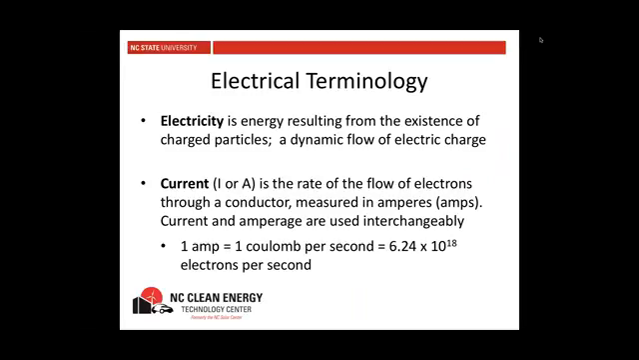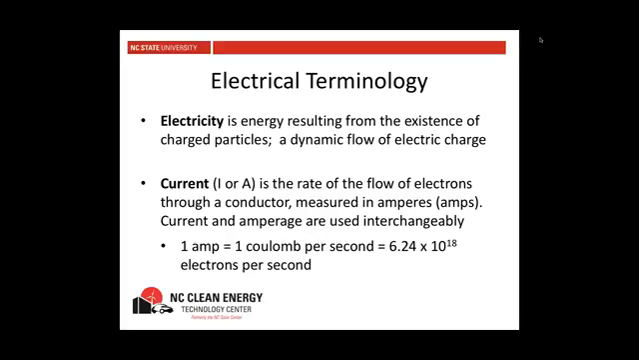Current is the rate of the flow of electrons through a conductor, measured in amps. So I'm going to use current and amperage interchangeably throughout the class. When you see a spec sheet, we'll look at module spec sheets, we'll look at inverter spec sheets, you'll either see an I or an A depending on the specific context. It might say short circuit current, ISC is 9 amps, 9A.